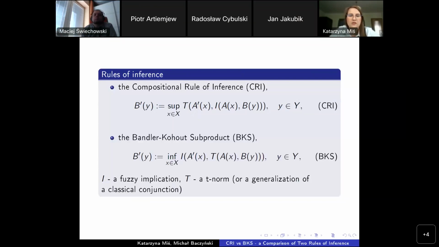And to compute the values of B prime, we use such a supremum composition where T is a T norm. For the Bandler-Kohout subproduct, we have that this rule is not given by fuzzy implication, but this time a T norm or any other generalization of a classical conjunction. And this rule is based on infimum this time. And as you can see here, we have some functions, some fuzzy connectives. So I will just give some theoretical background for these notions.